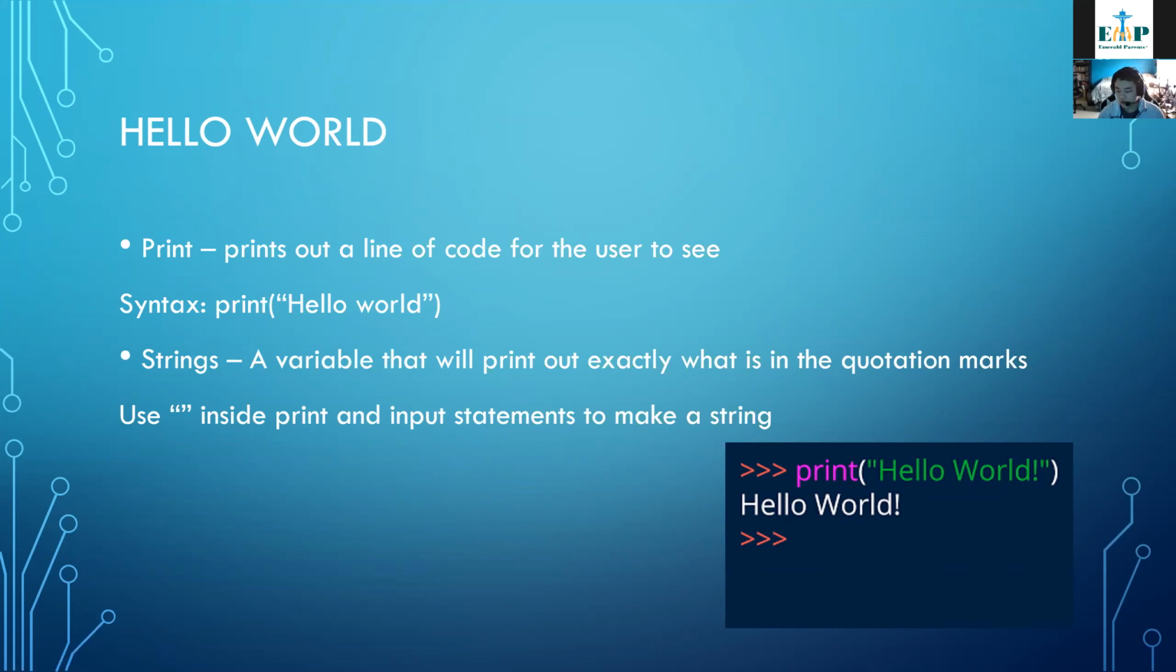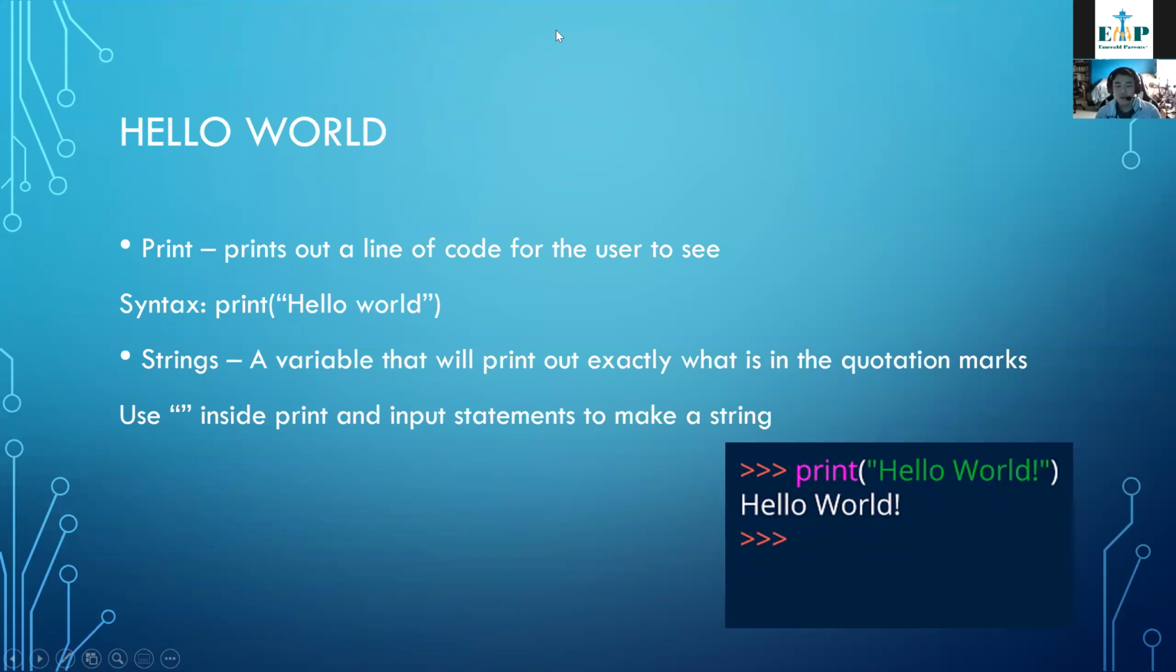So if you want to print out 1, 2, 3, 4, 5, but you don't want it to be a number, you just put the quotation marks and it'll count as a word, a line, a sentence. You can also use strings with inputs and variables, but I'll get to that later. And you just use the quotation marks.